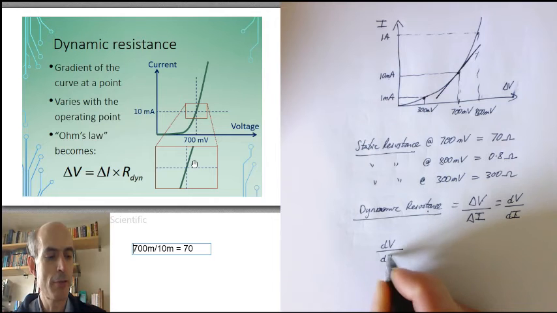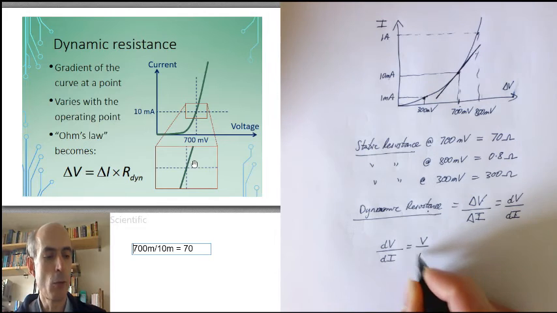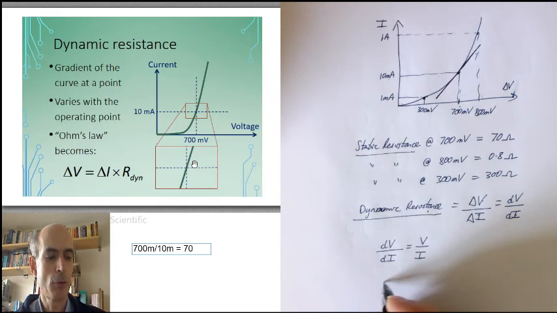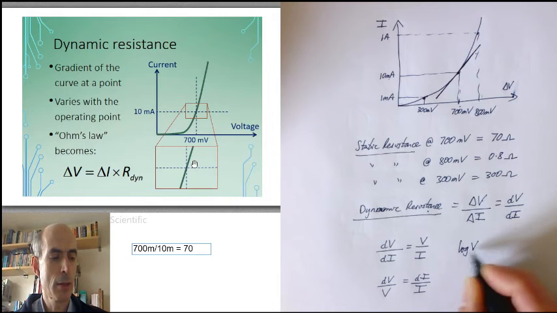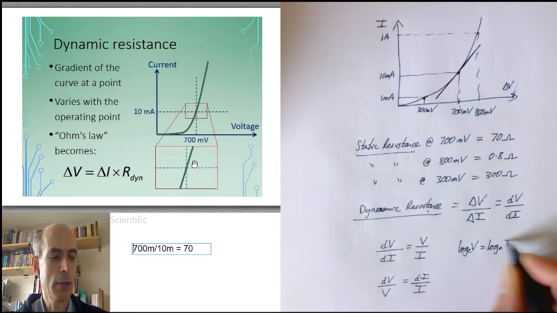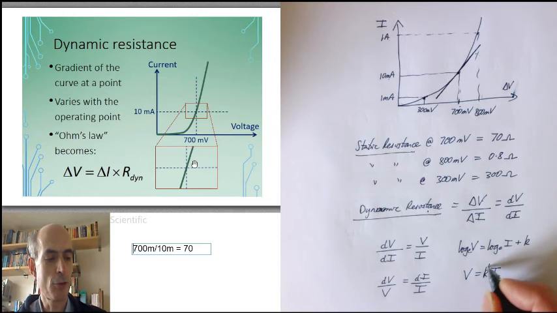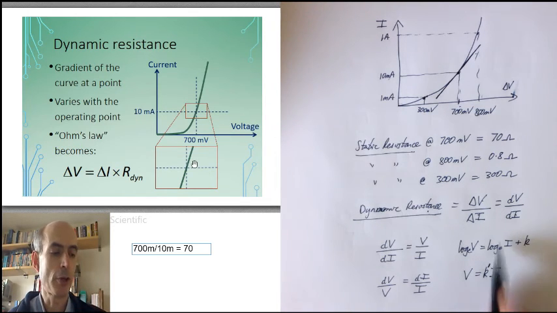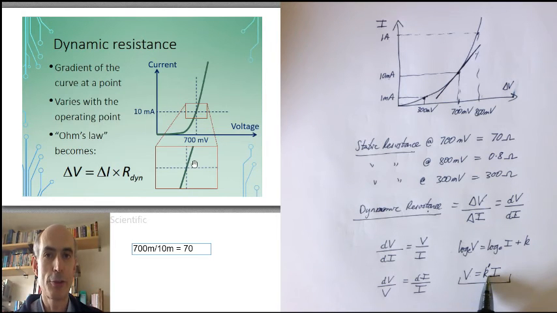Dynamic resistance is dV by dI. The static resistance is the voltage V over I. Therefore, dV over V must be dI over I, which gives you that log of V must be log of I plus a constant, and therefore V equals K times I, or K dash. It's not the same constant, but V equals K times I, taking the antilog of that. And that is the voltage is proportional to the current, and that's only true for a resistor.